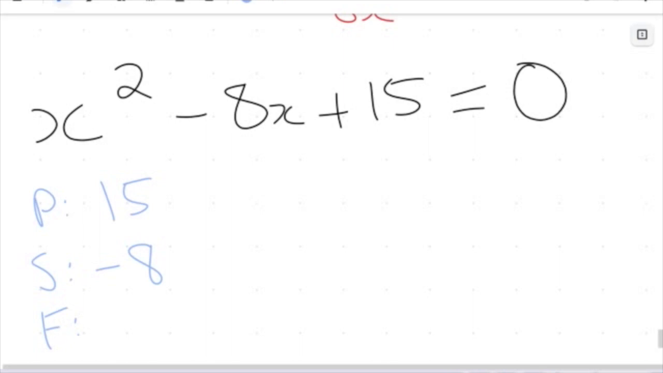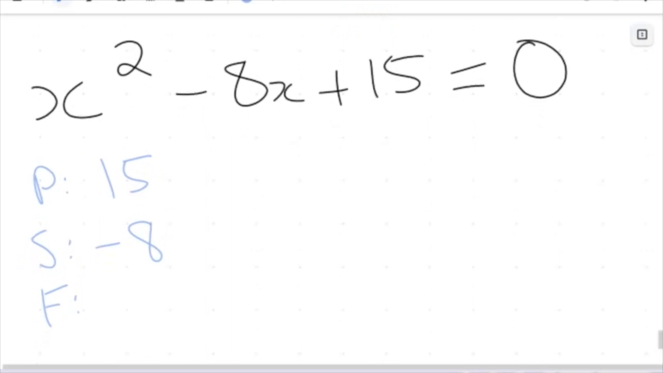And therefore my factors are going to be, feel free to pause the video, have a go on your own. I have a negative number here, which means that at least one of my numbers has to be negative, but I have a positive product, so both of my numbers have to be negative. So I'm going to get -3 and -5 here.